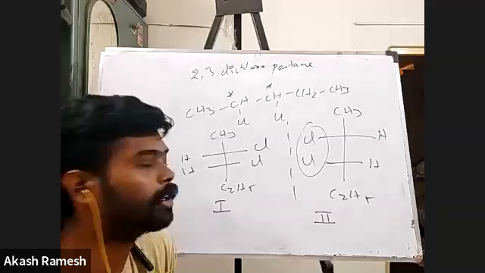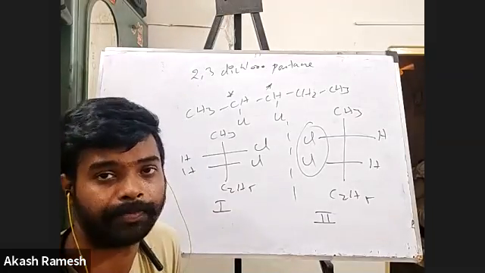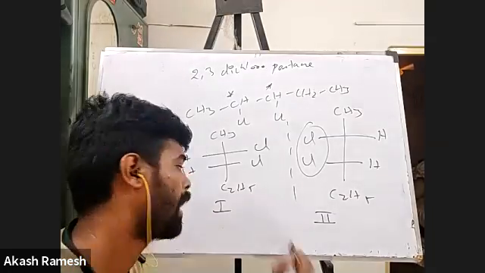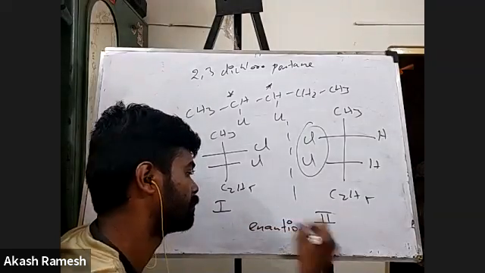Enantiomers. Exactly, right? So 1 and 2 are going to be non-superimposable mirror images of each other. So 1 and 2 are going to be called enantiomers. Sir, I have a doubt. What if you rotate the second molecule through 180 degrees and then superimpose?